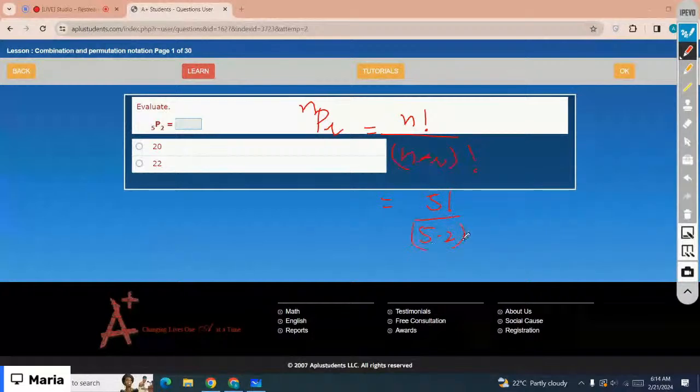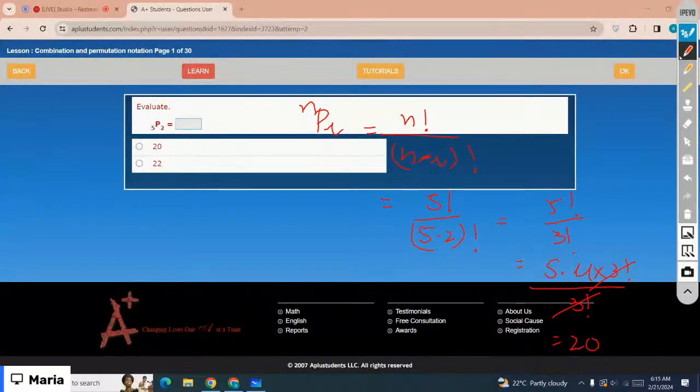5 minus 2 factorial, right? So that is 5 factorial divided by 3 factorial. So you can write 5 factorial as 5 times 4 times 3 factorial and divided by 3 factorial. This 3 factorial and 3 factorial cancel out. You are left with 5 times 4, that is 20. So the correct option is 20. Whenever you have to calculate the permutations, nPr, you have to do n factorial divided by n minus r factorial, that is 20. The correct one is 20. Got it?